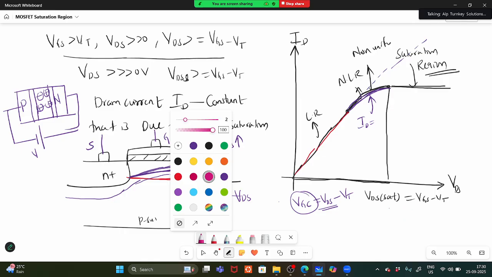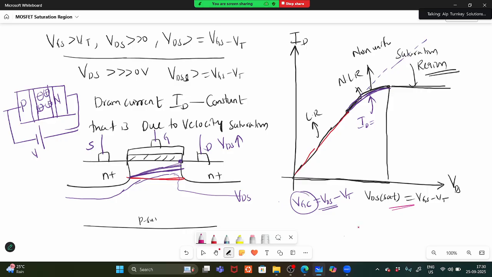What is the pinch-off condition? This is the pinch-off condition. After the pinch-off condition, you are increasing VDS more than VGS minus VT, so the channel goes from the source end towards the drain end.